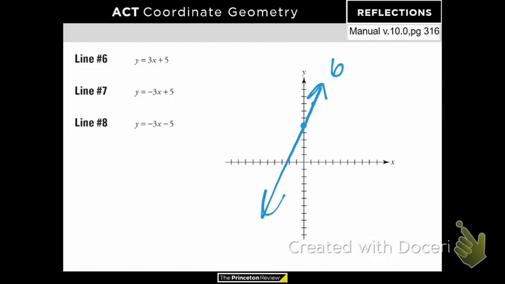Line 7 is negative 3x plus 5, so I still start at 5, but then I'm going to go down 3, right 1. My last one is negative 3x minus 5, so now starting down here at negative 5, slope is negative 3.